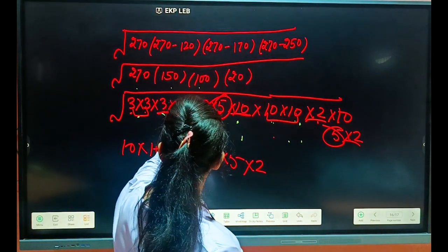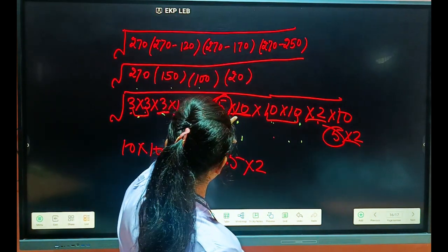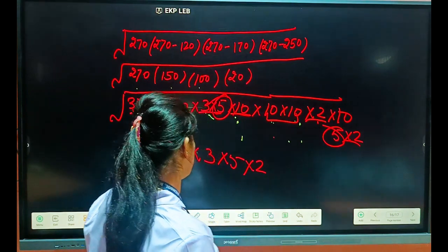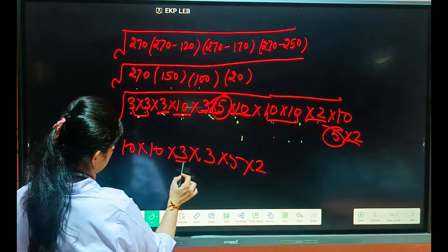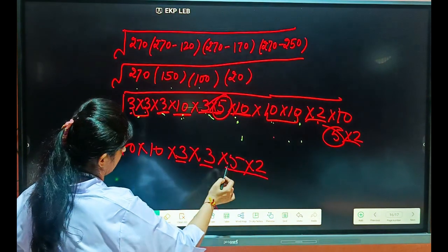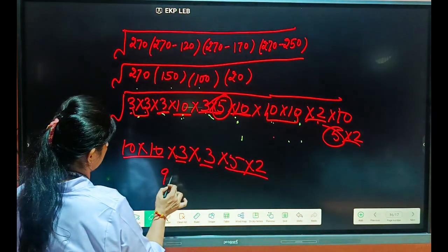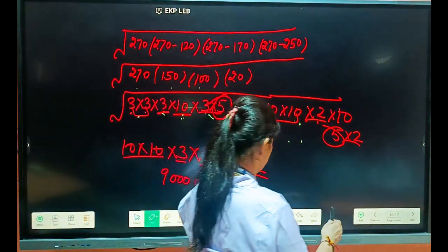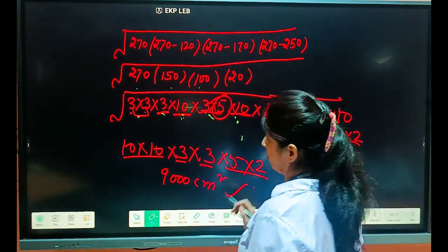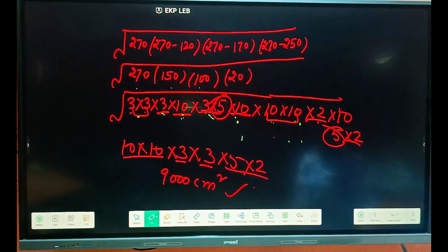1 2 3 4 10 are there, then how 5 came? 150, this 10, 100, right? 2 10 of 100, that's why. Okay. Now what will be the answer? 3 3s are 9, 9 10s are 90, and this will be 9,000. Centimeter or meter? Centimeter square. This is our answer, right?